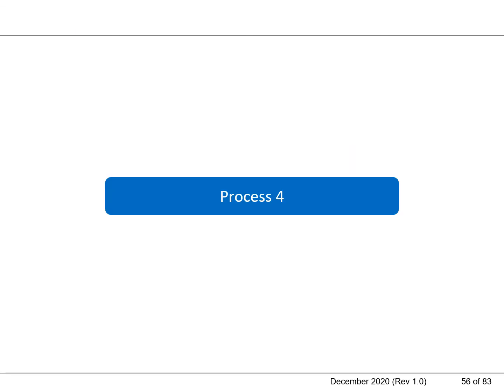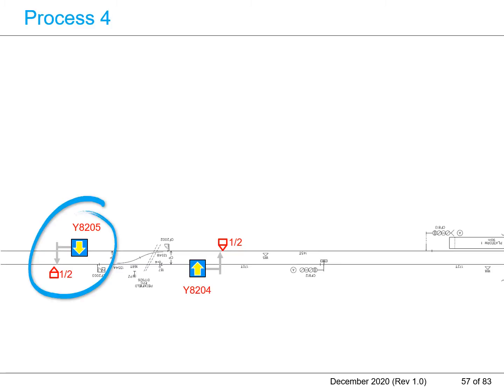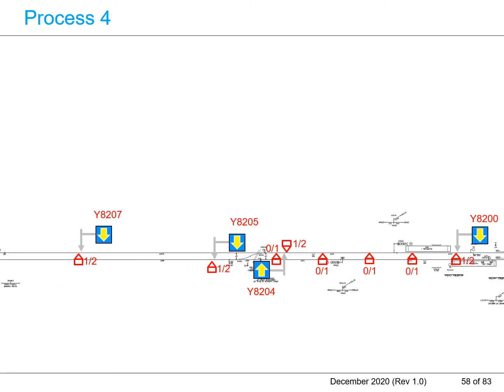The Y8204 RSP was established in Process 3. Process 4 is to establish the other RSP for the crossover. The process for establishing the location of the Y8205 RSP, and the SIISR balice group, is the same process as for the Y8204. This diagram shows the provision of the RSP, and the balice groups, at the end of Process 4.